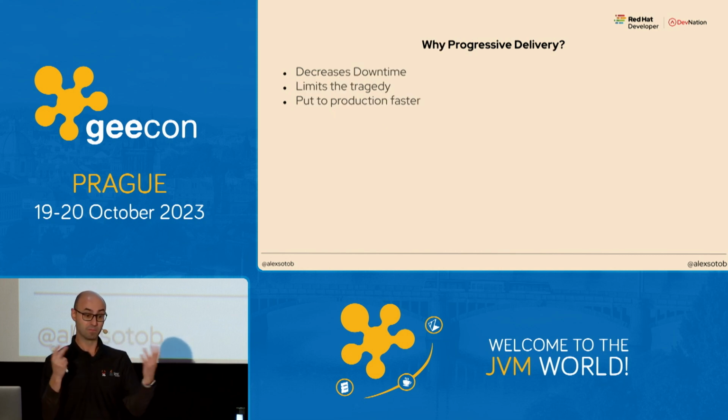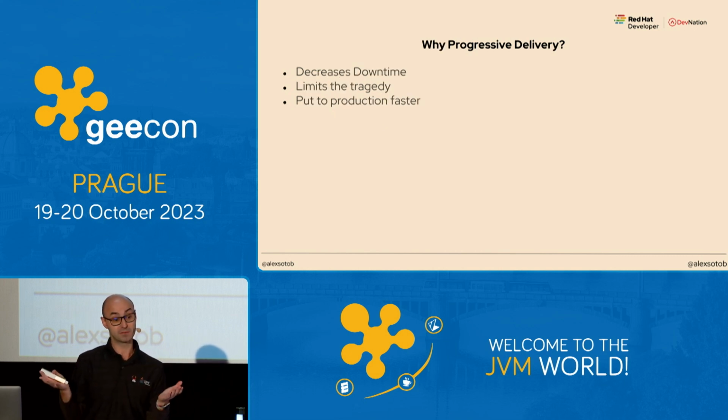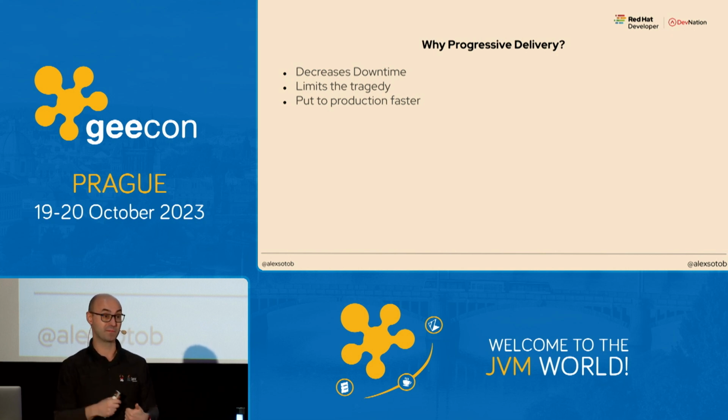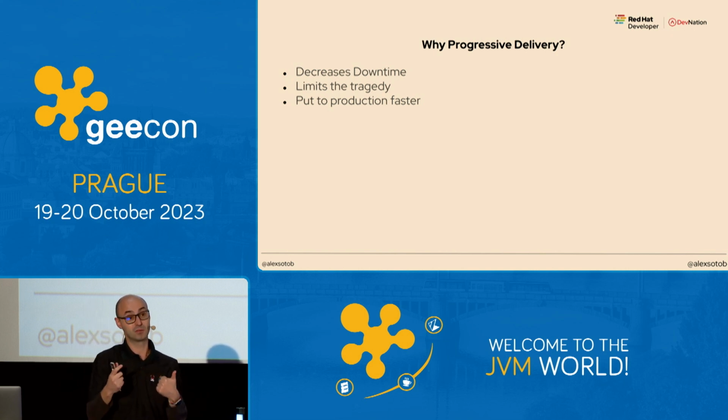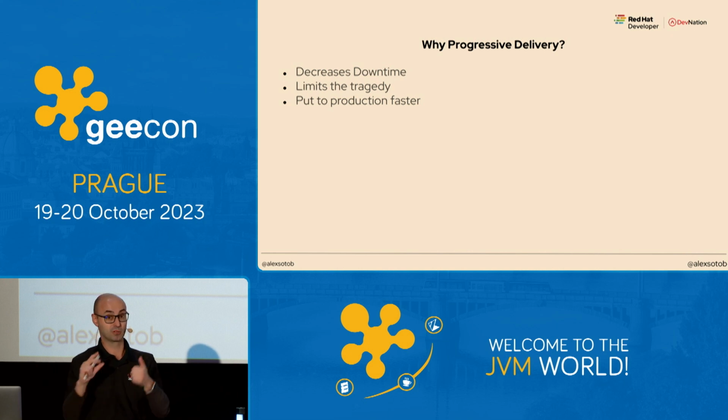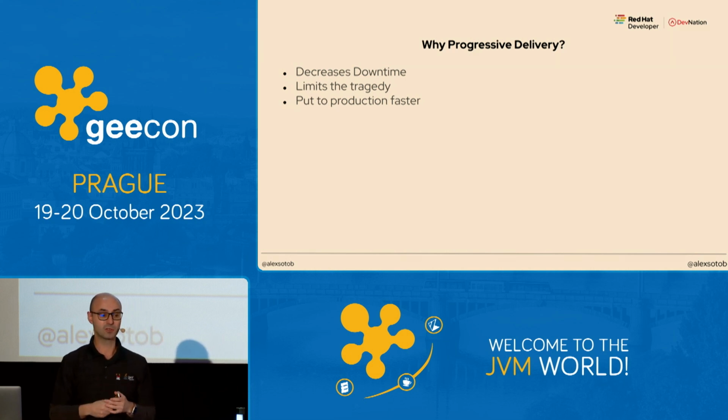Okay, so one of the great benefits of progressive delivery, as you can see, is that you are decreasing the downtime. Because if you can start testing your application slowly in production, you're probably not going to have downtimes, because you still have the old version, but also the new version, so there is no downtime at all.